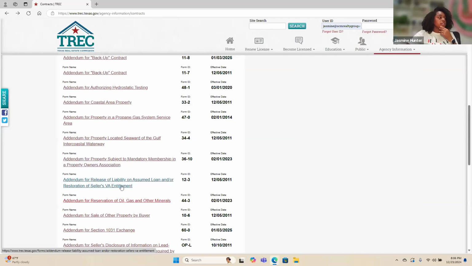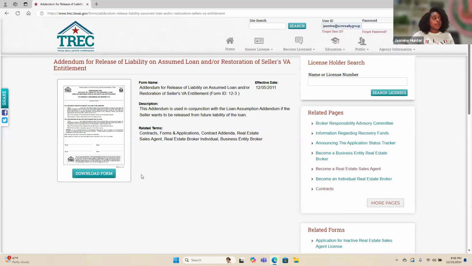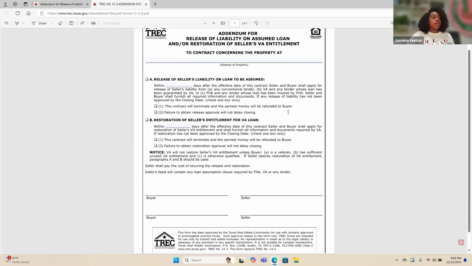Okay, so the addendum for release of liability on assumed loan and/or restoration of a seller's VA entitlement. What this is saying is you are releasing the seller's liability on a loan that's going to be assumed, or you're restoring the seller's entitlement for a VA loan. Why would you have to restore or release somebody?